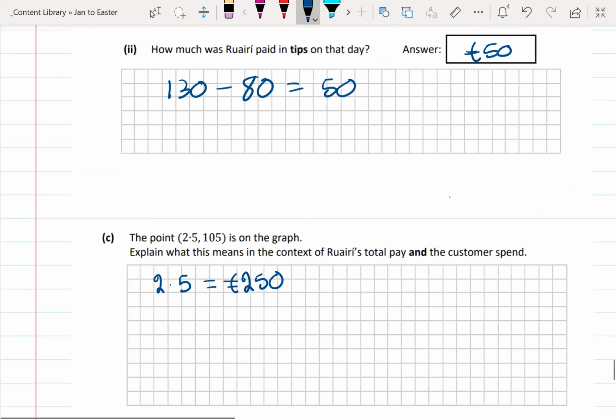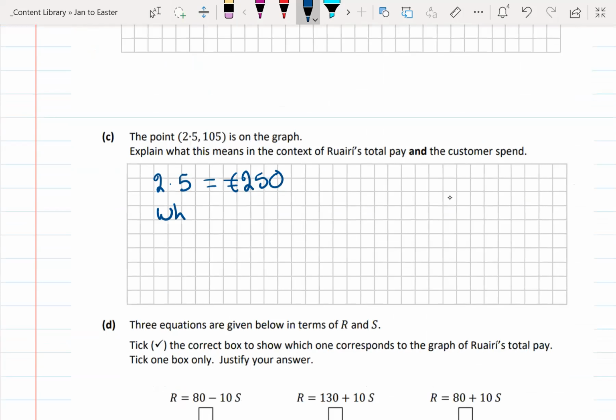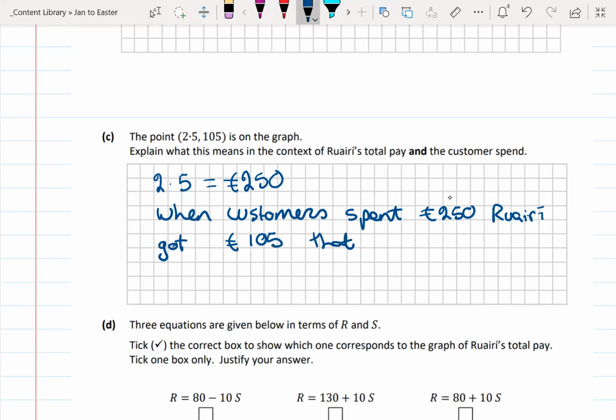It means when customers spend 250 euro, Rory got 105 euro that day. So he got this.